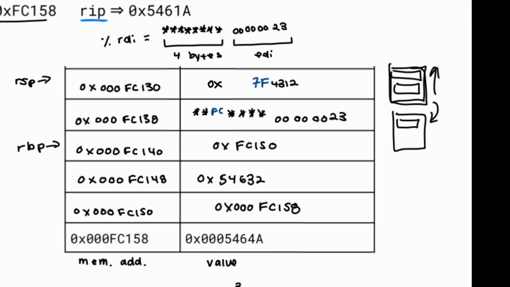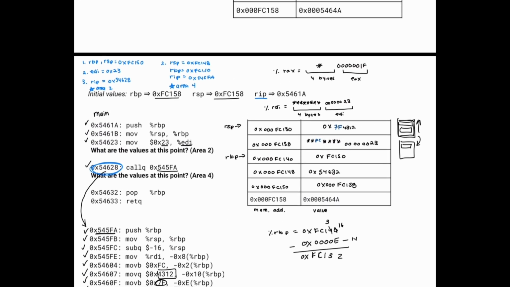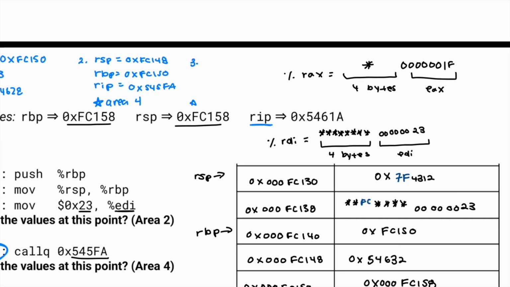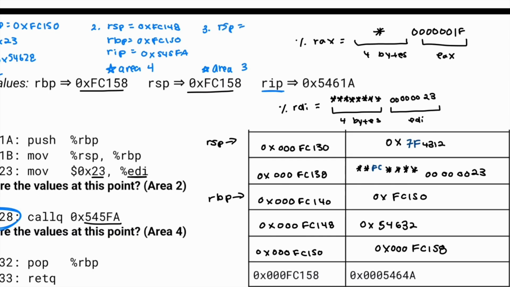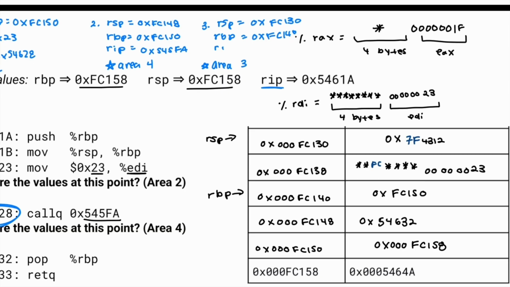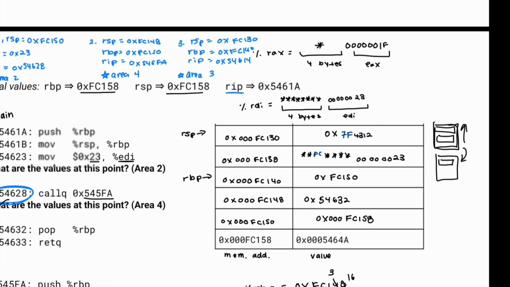Okay, what are the values at this point? Before I write down those values, we know that our value for RSP at area 3 is going to be 0xfc130. RBP is going to be 0xfc140. RIP, well, if we're at this point, we know that the next instruction is going to be right here. So it's going to be 54614. And then the values of RDI and RAX are the same.